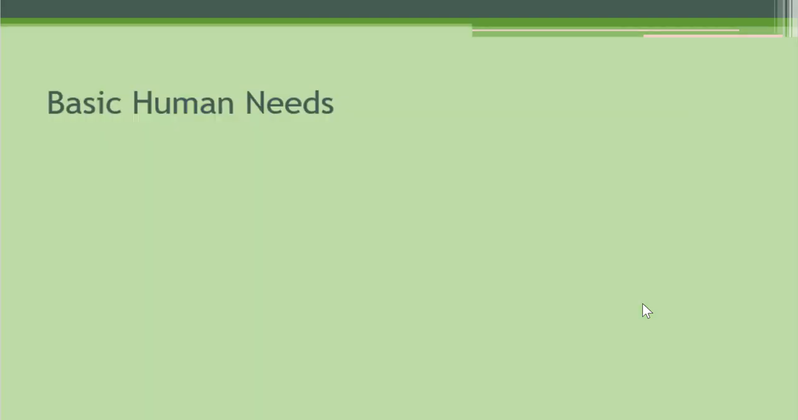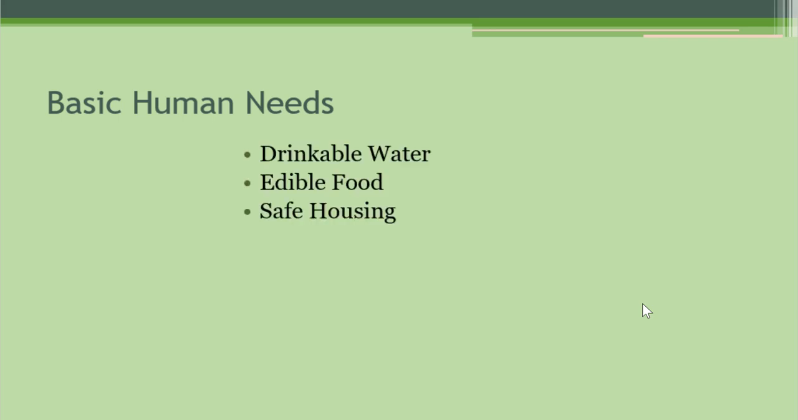Okay, so we're going to shift just a little bit, and I want to talk about basic human needs. Everybody needs drinkable water, edible food, and safe housing. Everybody needs these things, okay? In a modern world, we also need healthcare, and we need an education. And in order to pay for all of these things, we need a job. And so when you look at basic human needs in the modern world, it's really these 6 things.